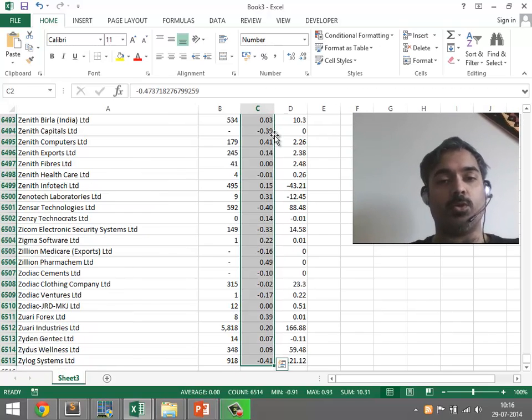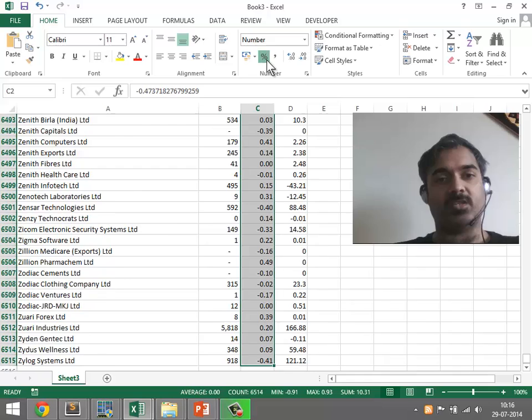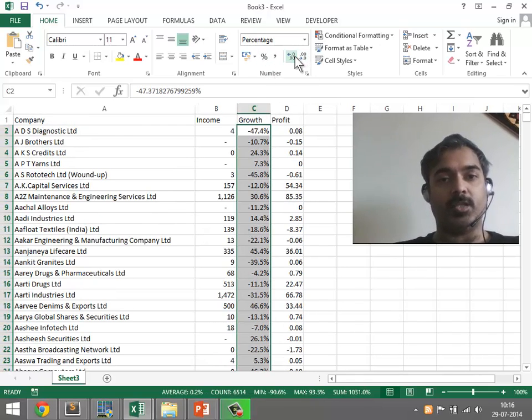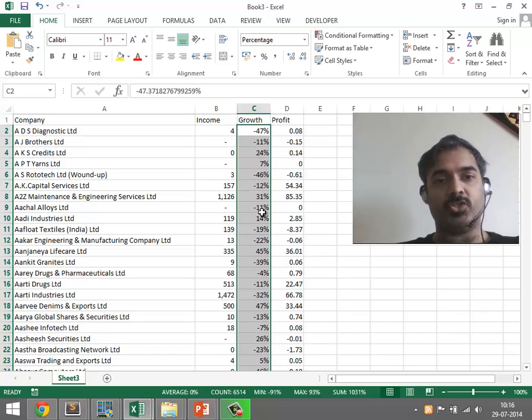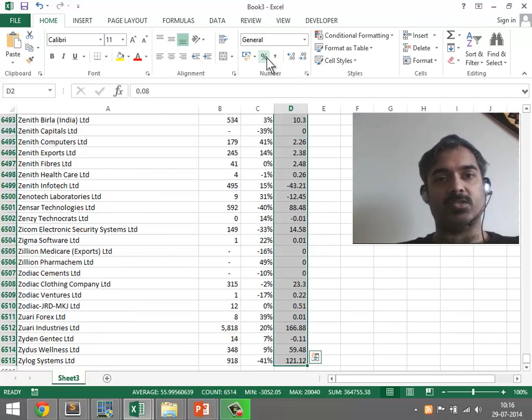So maybe we don't want to show this as decimals, we probably want to show this as percentages, which I can achieve by clicking on the percentage style operator. And that gives me percentages to zero decimals. Do I need more? Maybe not. I find that I can differentiate between most numbers directly at zero decimals. Similarly, for profits, I can just apply the percentage symbol.